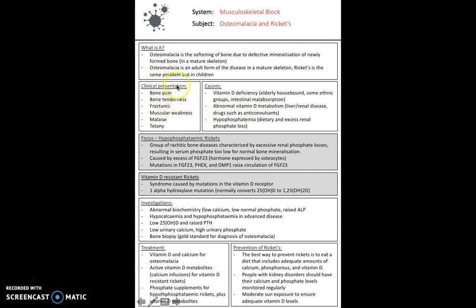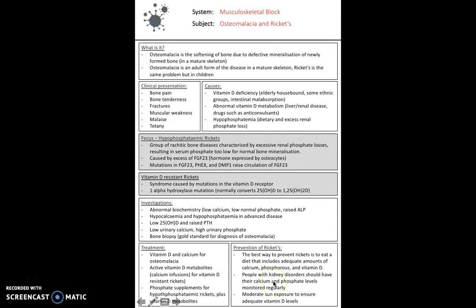The clinical presentation of this usually will be bone pain, bone tenderness, fractures, muscular weakness, malaise and tetany. Remember, patients won't have all of these, but a few of these may indicate osteomalacia and indicate to do further tests. So you'd look at biochemistry, you'd look to see if there's low calcium, low phosphate and raised ALP. And remember, calcium and phosphate levels are really closely linked with vitamin D levels. So going back to your anatomy and physiology, be aware of that. And there's really hypocalcemia and hypophosphatemia in advanced stages of osteomalacia. So low 25-OHD and raised PTH will also be a clinical investigation sign, and doing a bone biopsy is the gold standard for diagnosis of osteomalacia.